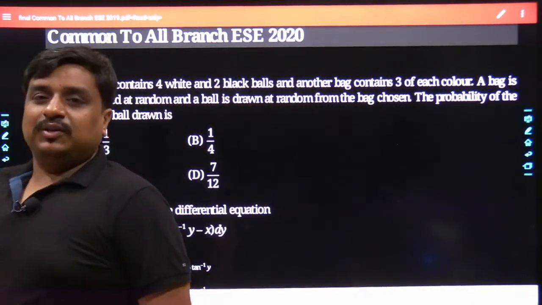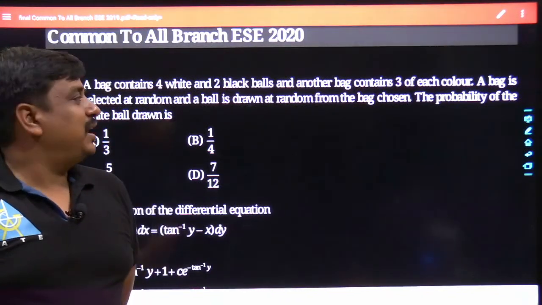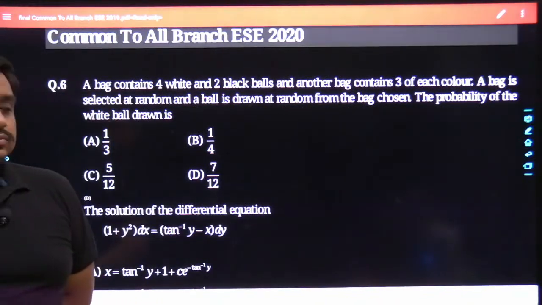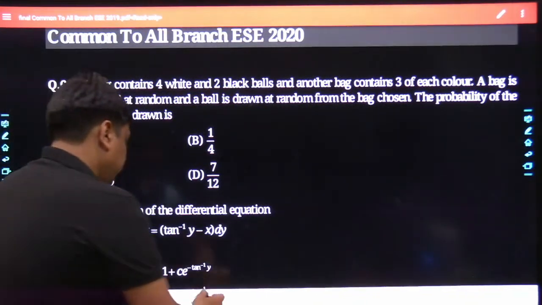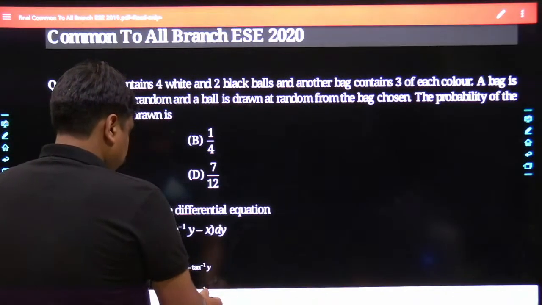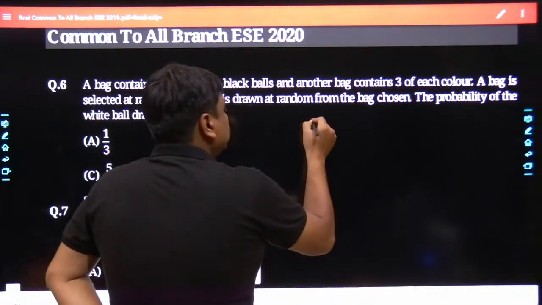I will try to solve this problem using both methodologies, the tree methodology as well as with the help of Bayes theorem. See, anyways, let me focus on the tree. See what is happening over here.